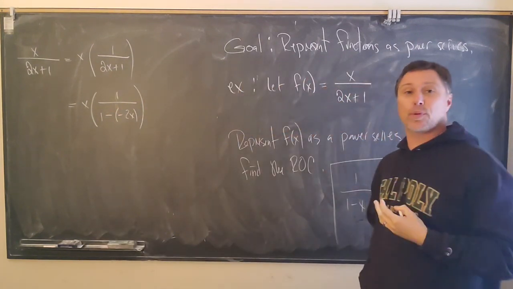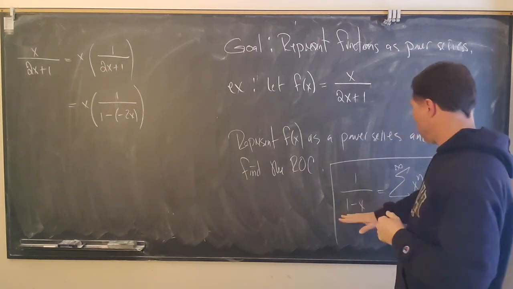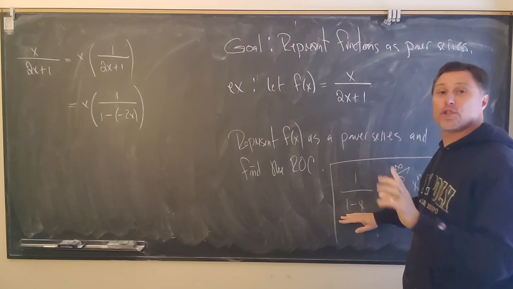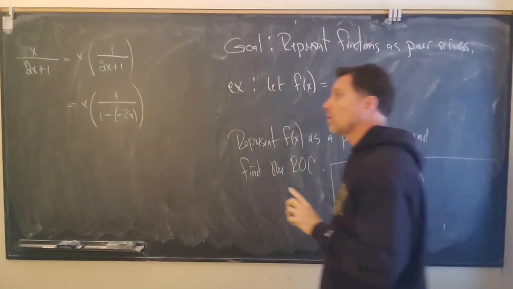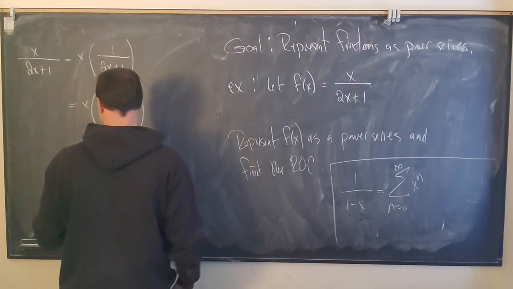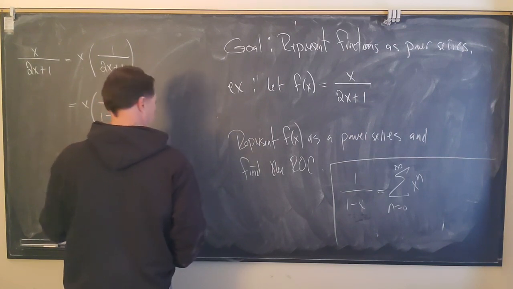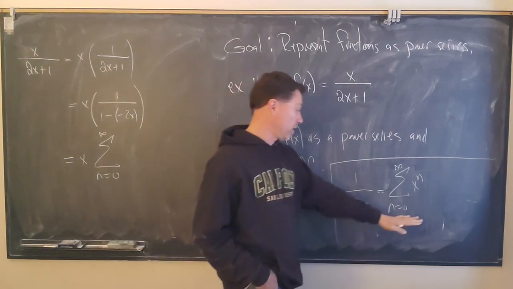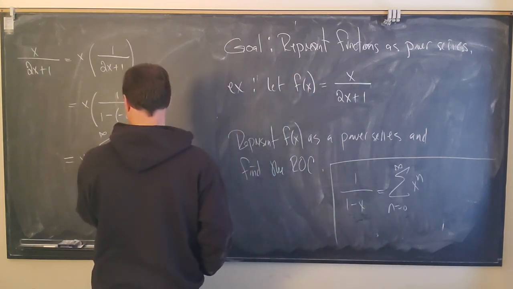So inside the parentheses, what has happened? We had the function 1 over 1 minus x, and we've substituted negative 2x. So this is equal to x times the sum n equals 0 to infinity. I'm going to take the geometric series, and I'm going to substitute a negative 2x in place of x.